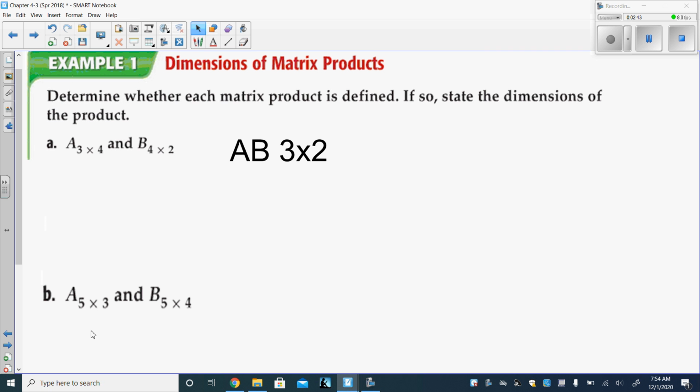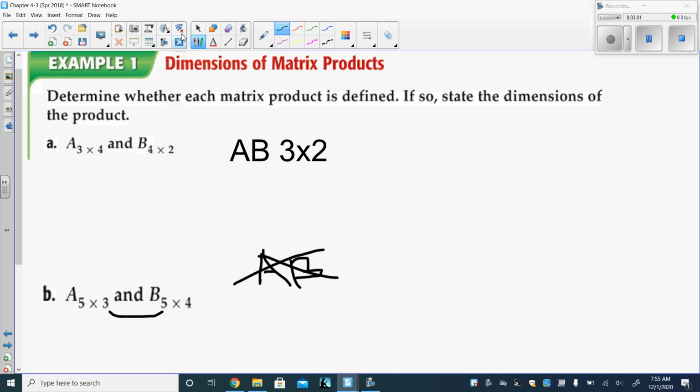Now let's look at the second one here. A times B. Well, columns of the first does not match rows of the second, so A times B does not work. Okay, well, let's try the other way, B times A. Columns of the first, rows of the second. Well, that doesn't work either. So I cannot do these at all, because columns of the first and rows of the second do not match up. We can't multiply these.